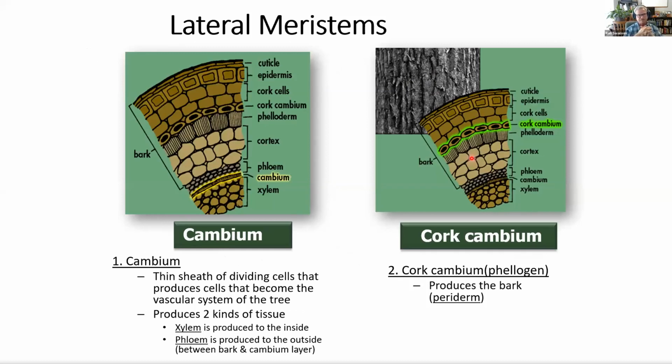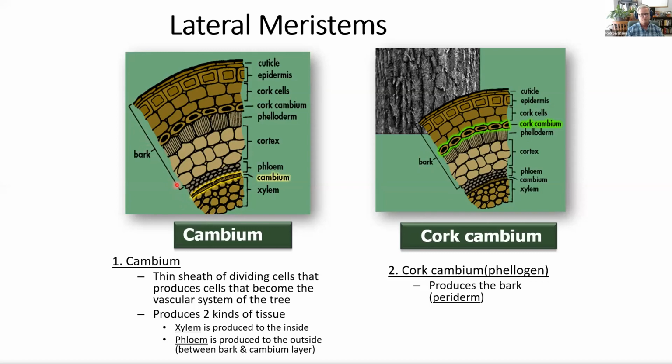Here's some more about lateral meristems. We have the cambium here. Again, this highlighted yellow area is the cambium. It's going to produce xylem tissue to the inside, and we'll learn more about the function of these shortly. Phloem tissue to the outside. Now, once you get past this phloem tissue, well, then we get into bark.